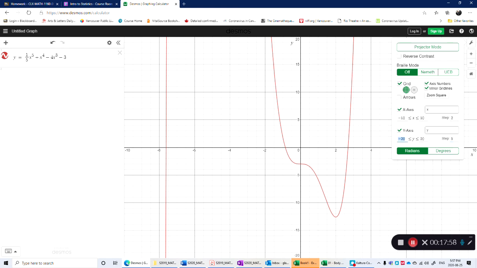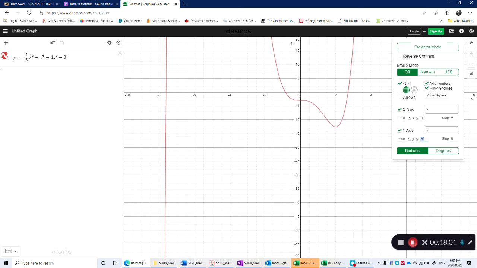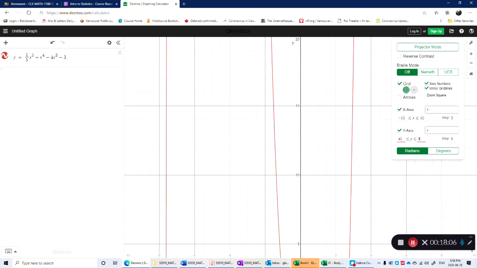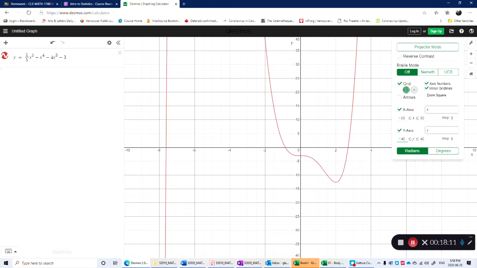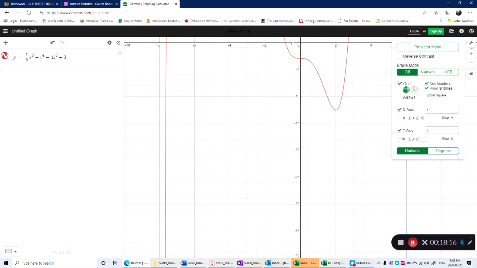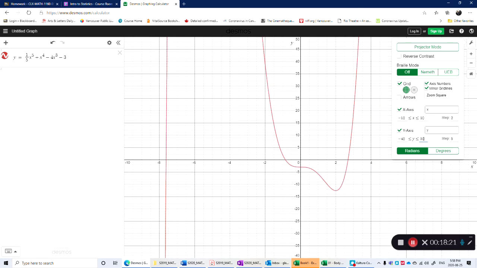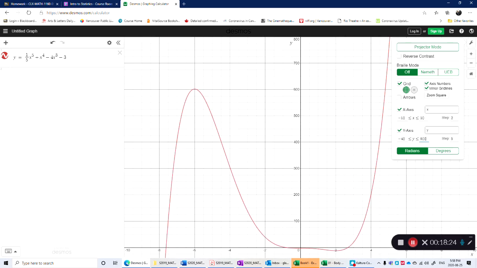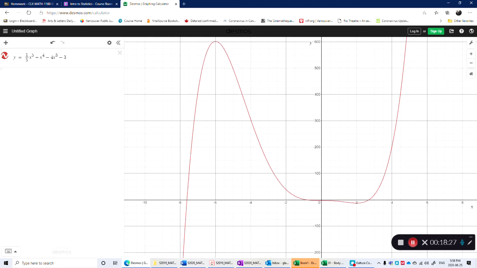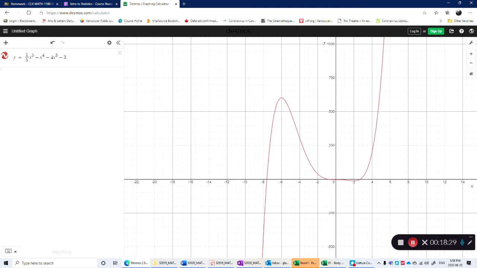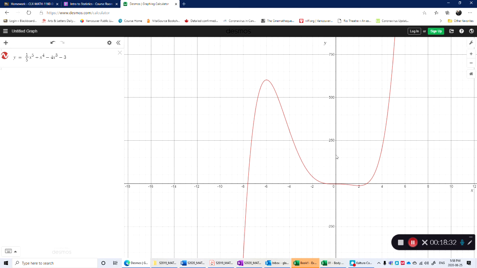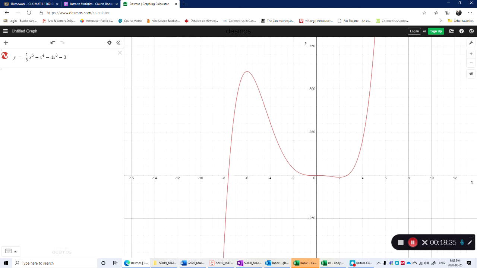It's more, right? We need to go from minus 40 to 40 maybe. Oops, I forgot the minus sign. Okay, still can't see it all. Let's see, 100? I just can't see the top of the graph. 400? No. 500? 800. There we go. So that's the graph. Kind of captured all the turns. And let's take a screenshot of that.